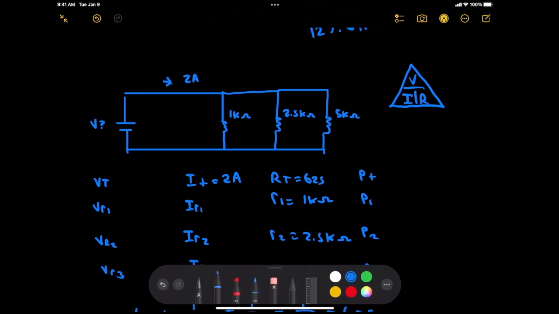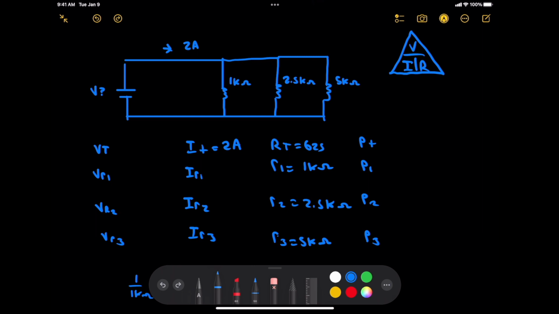So what do we want? We want to find our voltage. So we can just cross out that, and it leaves us with I times R. So 2 amps times 625 leaves us 1,250 volts. And that's going to be going through our entire circuit. Or we can write it as 1.25k volts.